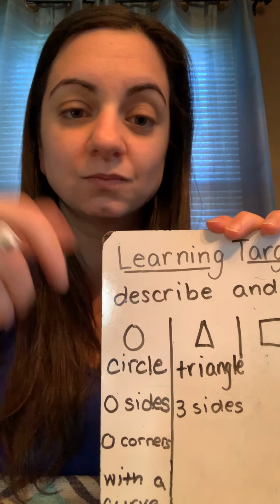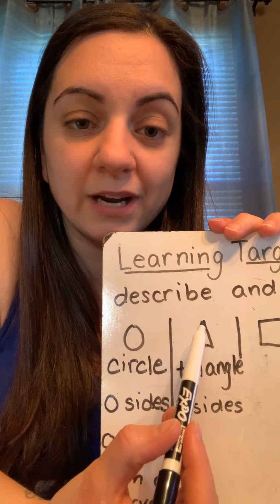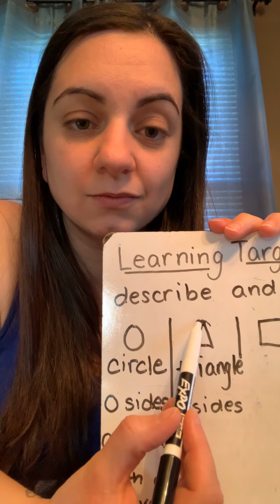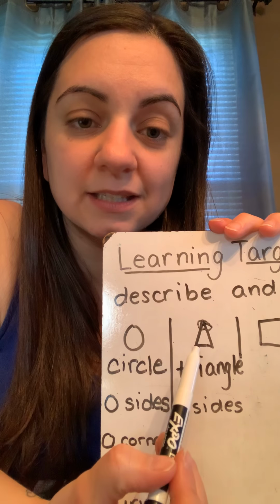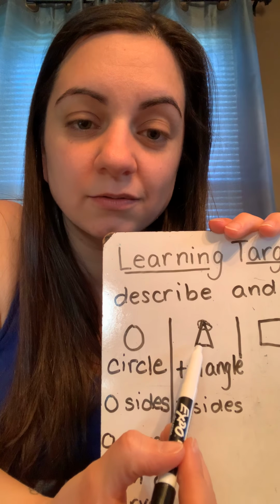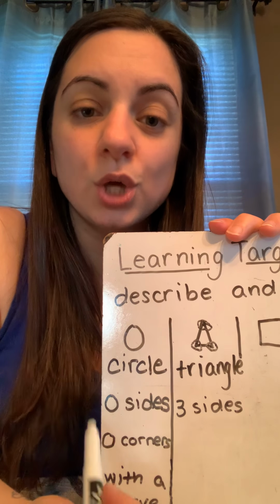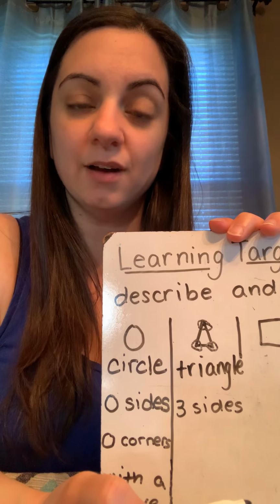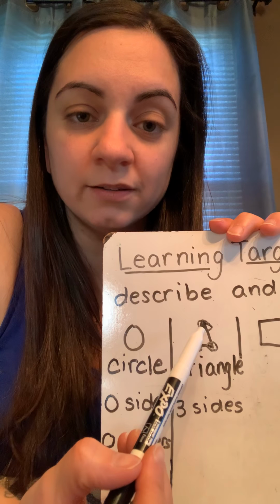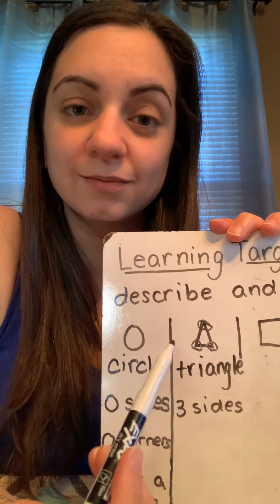How many corners does a triangle have? A corner is where 2 sides meet each other. This is a corner right here. This is a corner right here. And this is a corner right here, where 2 sides meet each other. So how many corners does a triangle have? Let's count them. 1, 2, 3. A triangle has 3 corners.